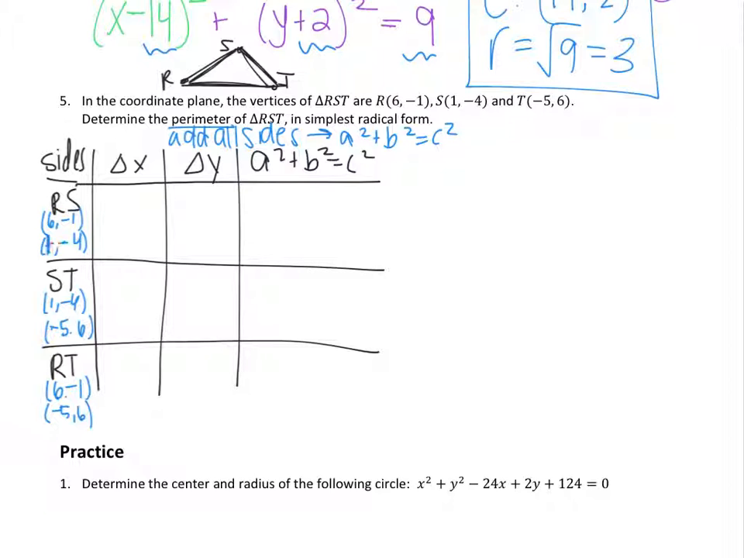and say, okay, my x's, I have 6 minus 1 for RS. My y's, I have negative 1 minus negative 4. So this gives me 5 and 3. Then for my ST, we have 1 minus negative 5. I'm going to let you finish the rest of this table. I want you to plug these into Pythagorean theorem once you're done. I will be doing it on the video independently, but you should try this on your own at this point.